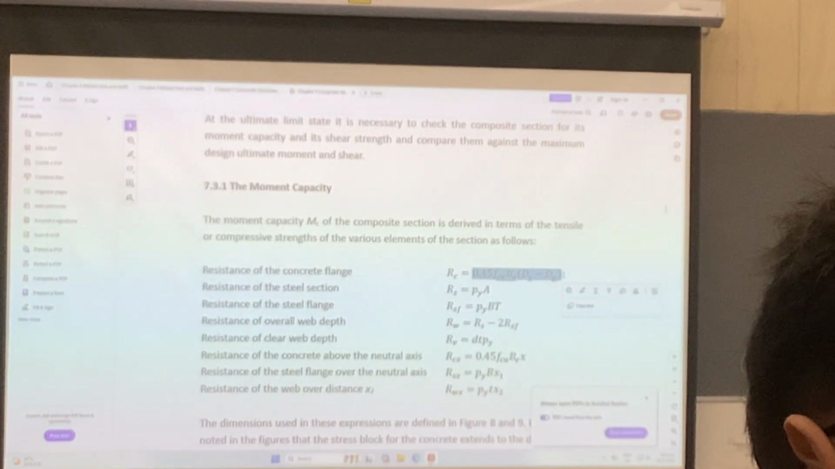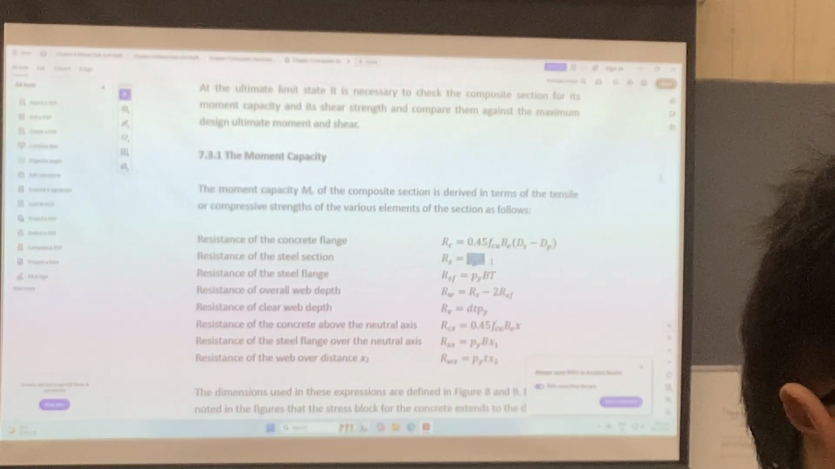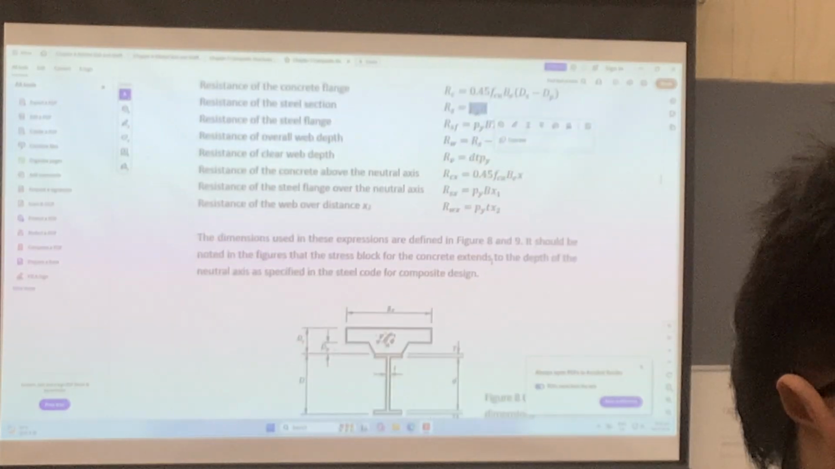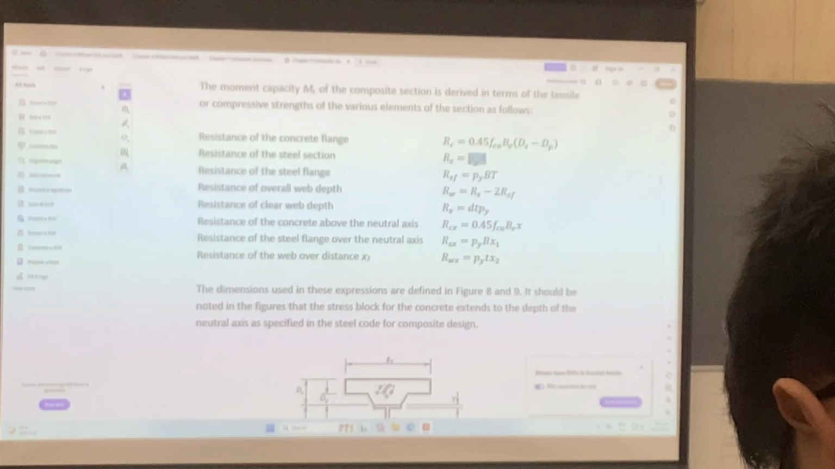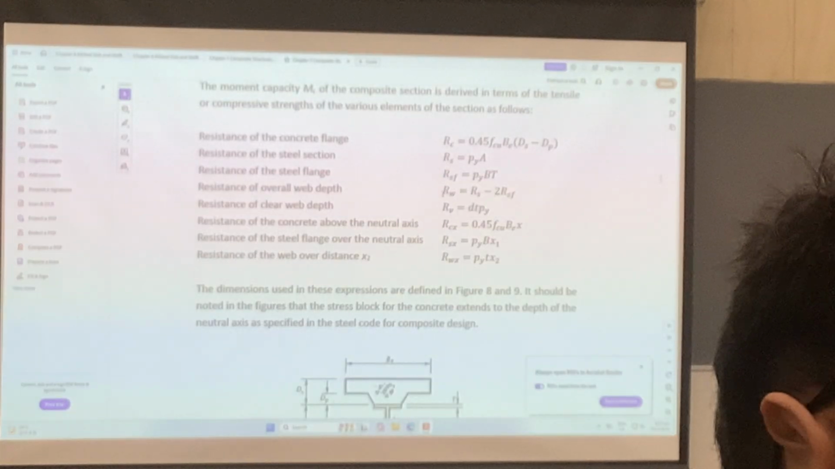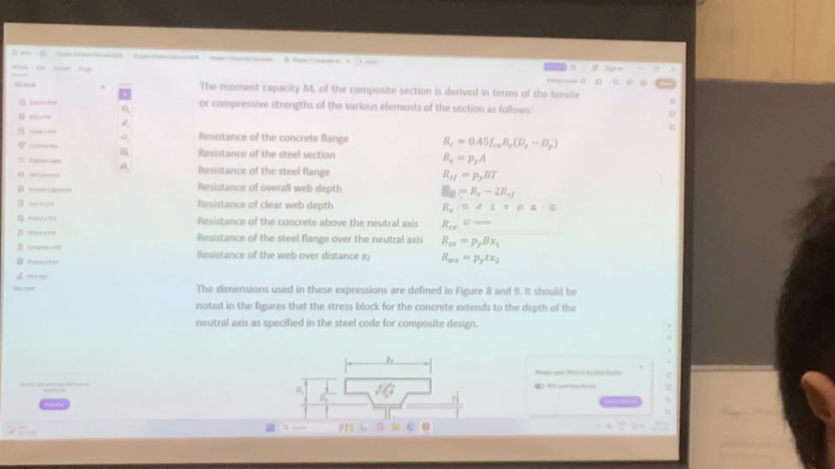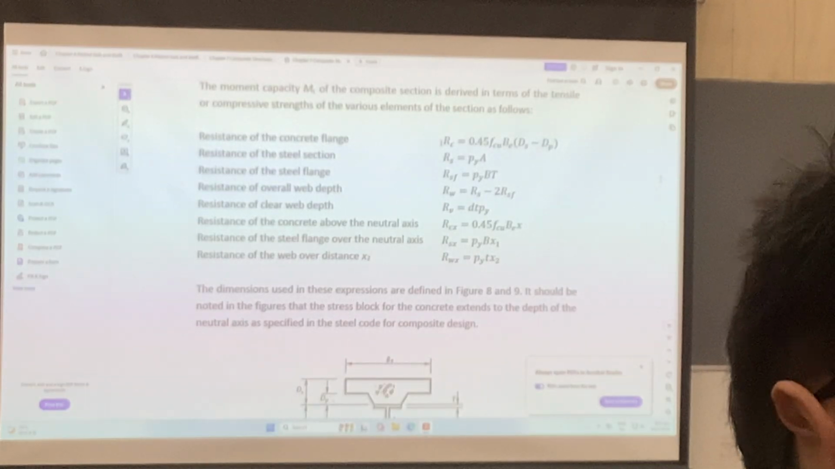And then the one here is actually the tension force in the steel. So actually it is Py times A. So this is the Py, the yield strength of the steel, times the area of the steel beam. Okay. Now for the others, it is actually the force in the flange, and then the resistance or the force in the web. Now I don't go through one by one, but I just let you know that RC is the concrete, RS is the steel.